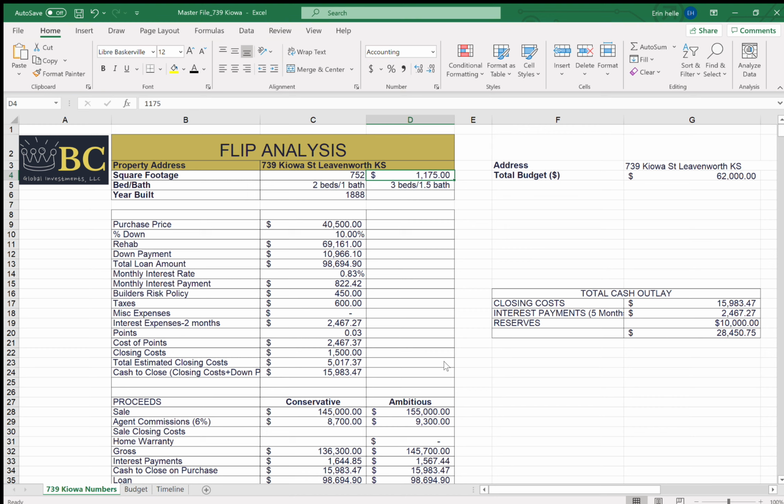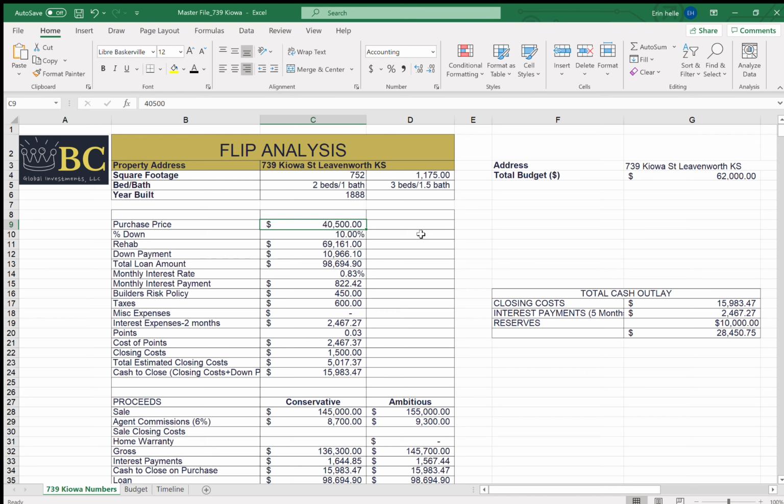So initially when we bought the house, we paid $40,000 even on it. And we had 750 square feet. It was 2 beds, 1 bath. It was built in 1888. It had a basement that wasn't finished. So we were able to finish that basement, bring it up to 1,175 square feet. We put all 3 bedrooms in the basement and we did a full bath downstairs and a half a bath upstairs. So that's sort of what the property looked like.